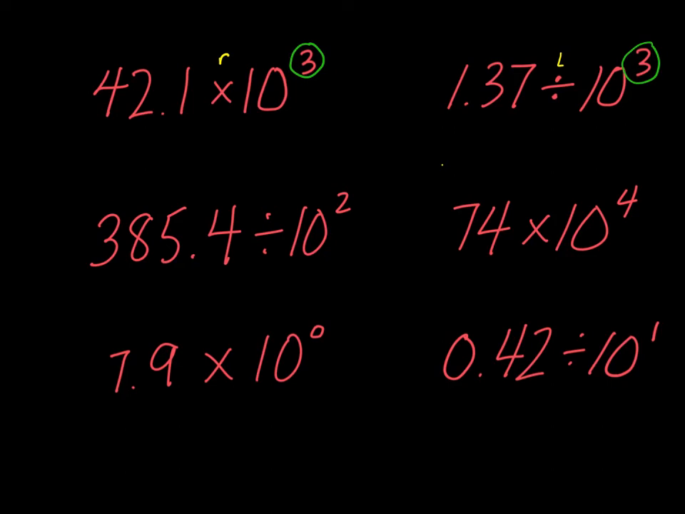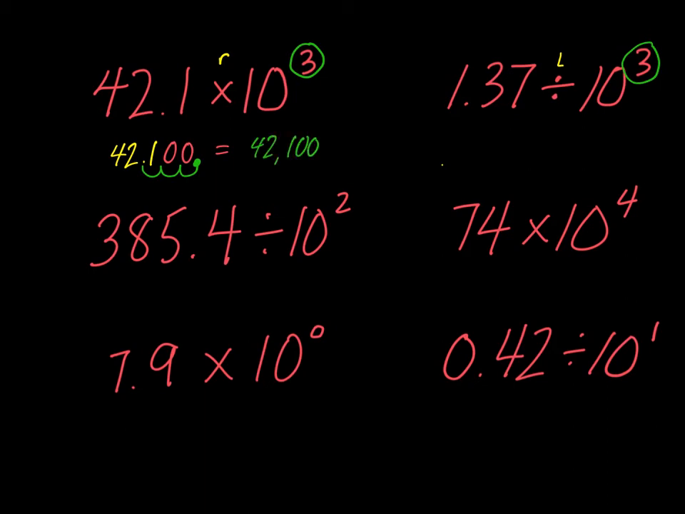So first I'm going to start by rewriting my problem. 42.1, or 42 1/10, multiply, I'm moving it to the right, 3 hops, I draw that in, 1, 2, 3. Any of those empty spots, I need to go ahead and fill those in with zeros. And my final answer will be 42,100.